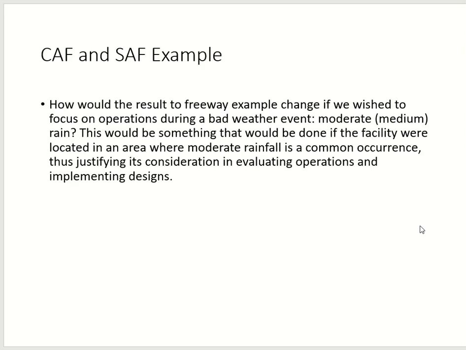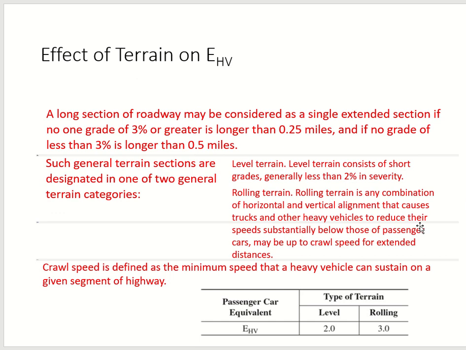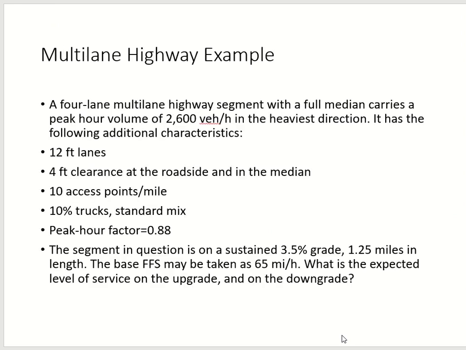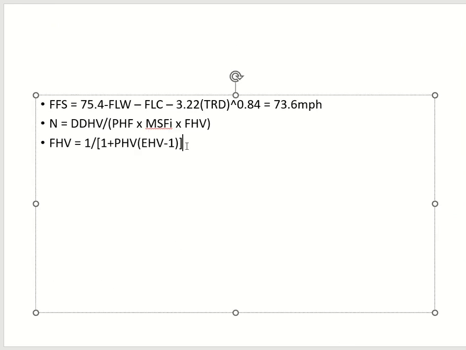It will change the EHV. So let me take the EHV first of all for level terrain. For level terrain, the EHV you can see here is 2. Okay, so if I put EHV as 2 and percentage of heavy vehicles 15%, how much is FHV? So FHV for level, EHV is 2 here.